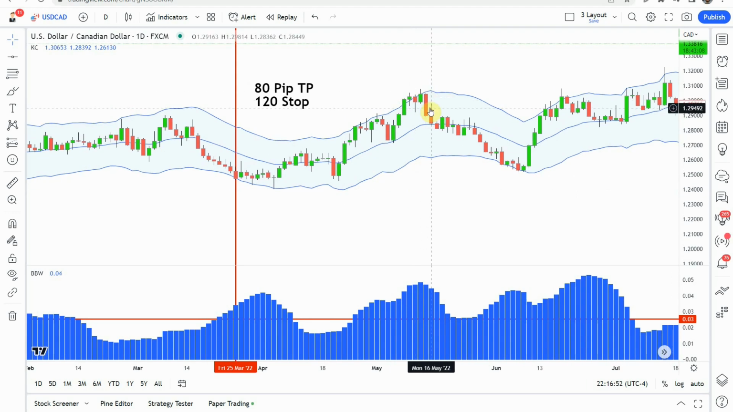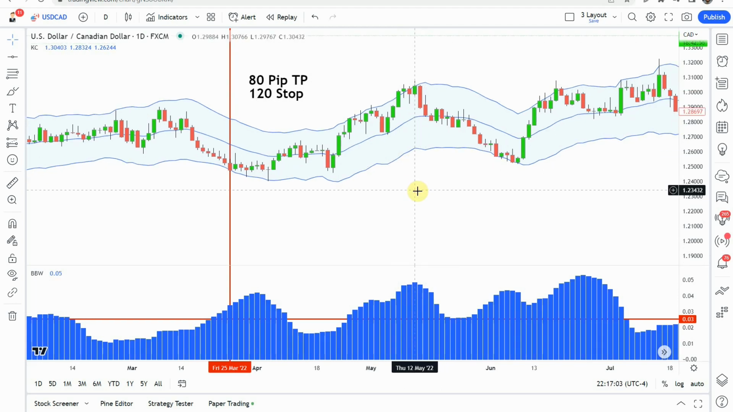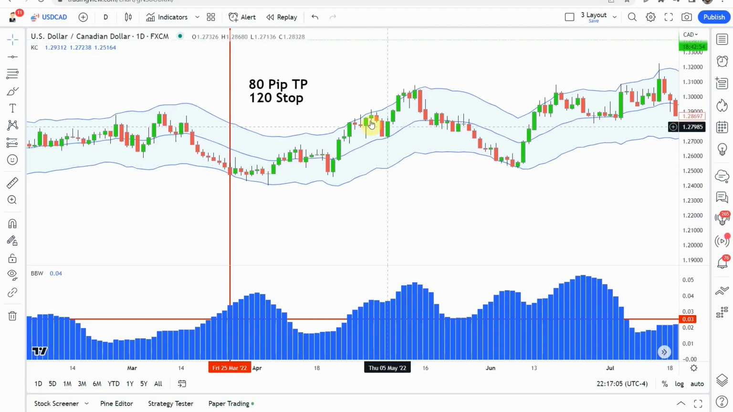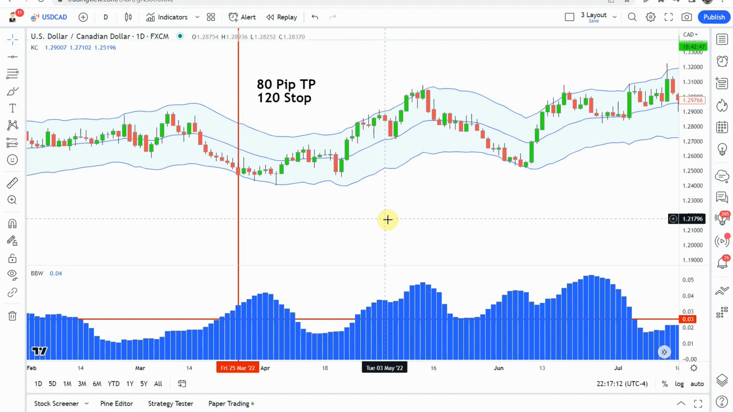For example, right here you see that we get a move to the upside. We get a rejection of this upper band if we were going long, and we get a nasty red candle right here, which would have been a good sign to get out of this trade if you had been riding it out any further. So that is the take profit and stop we used on this. With the 62% win rate, it is still a profitable trading strategy. It's not wonderful, it's not a huge winner, but it's definitely a profitable trading strategy.